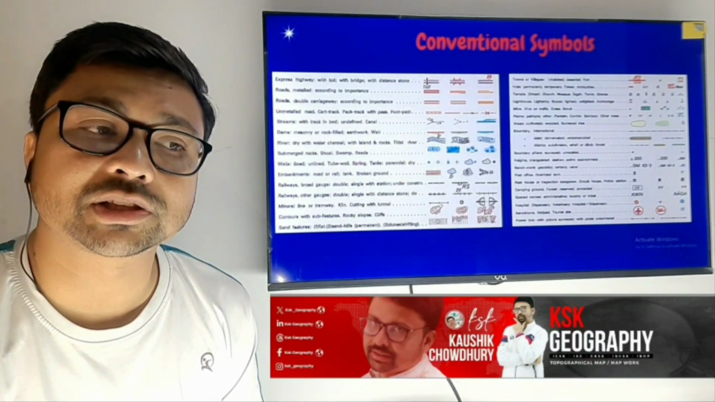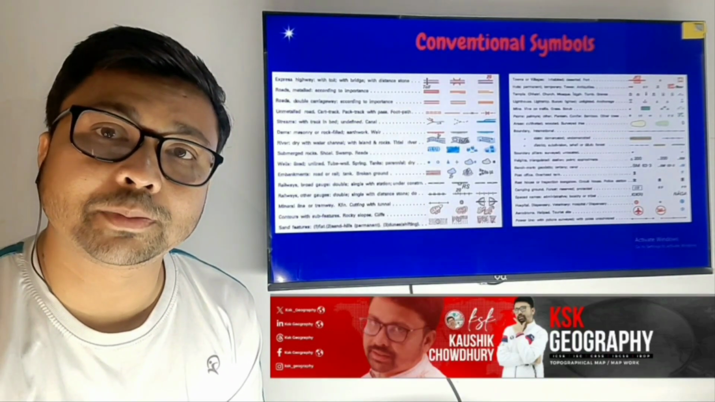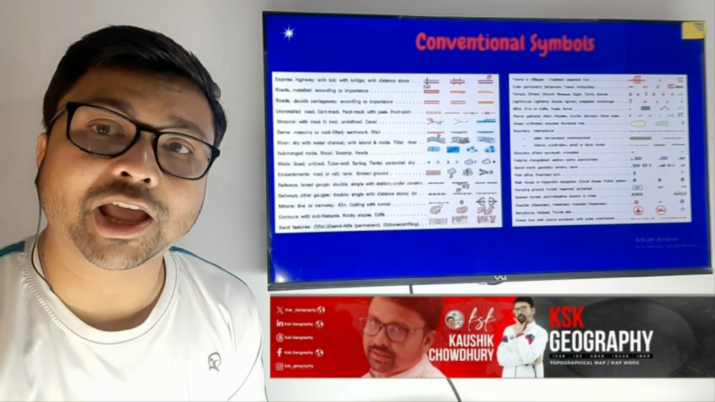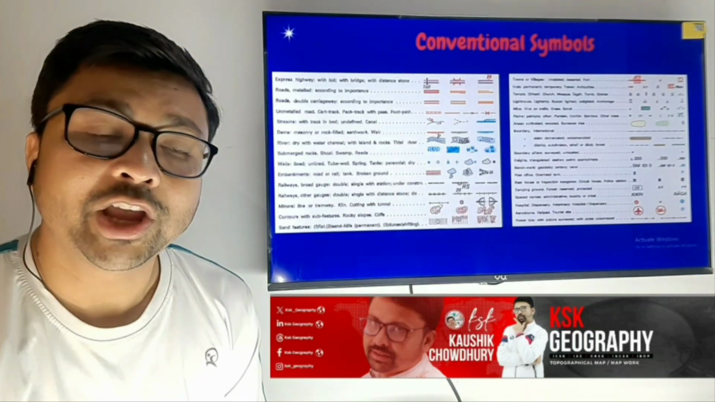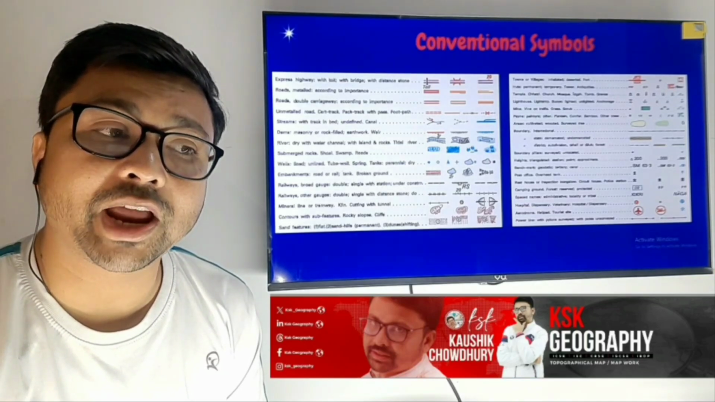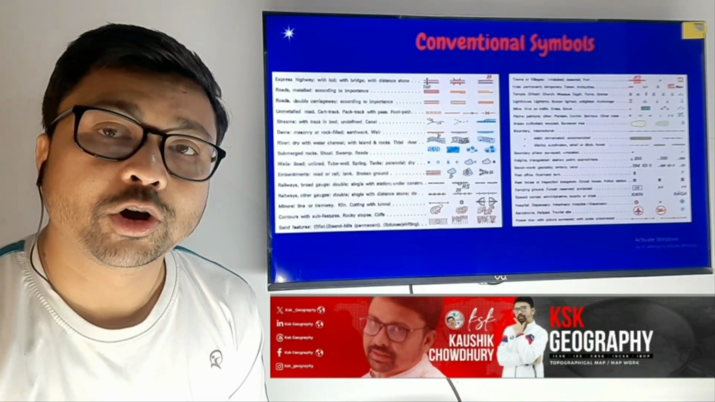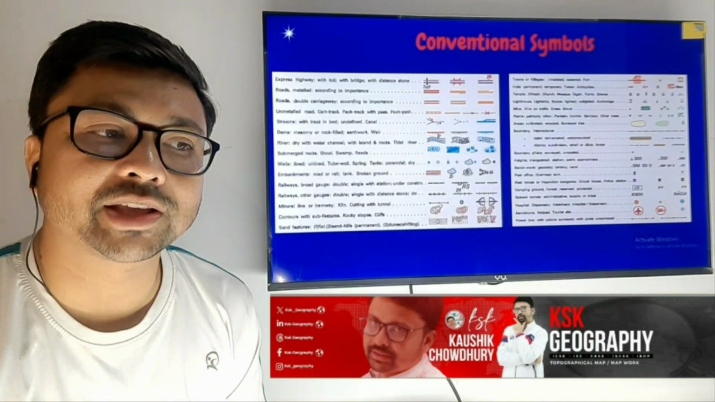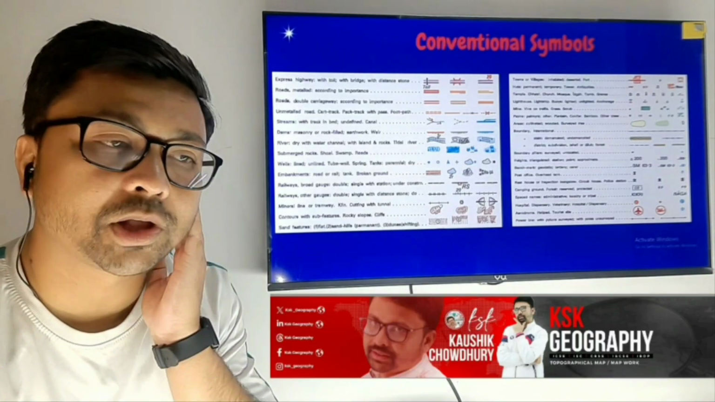Next, the conventional symbols. Remember those conventional symbols, this page will be given along with your topographical map, so you don't need to worry. But if you know those symbols well in advance, it will help you to save your time during your exam. So what are the important symbols you need to remember?